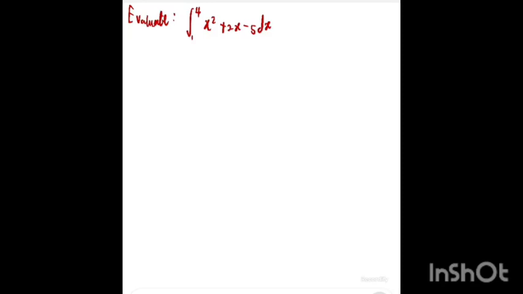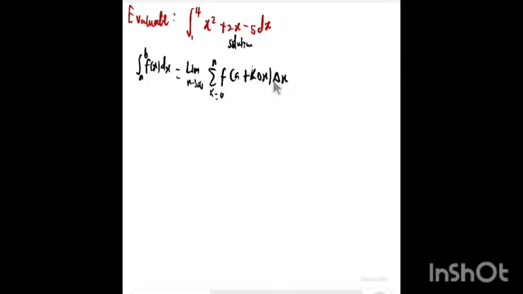Okay guys, so let's dive into the solution. The first thing I'm going to do is to record the formula we'll be using to solve this problem. Recall that the integral from a to b of f of x dx, in the form of your definite integral, will be equal to the limit of n tends to infinity of the sum of k from 0 to n of f of a plus k dx, multiplied by dx. That will be the formula we're going to be using.